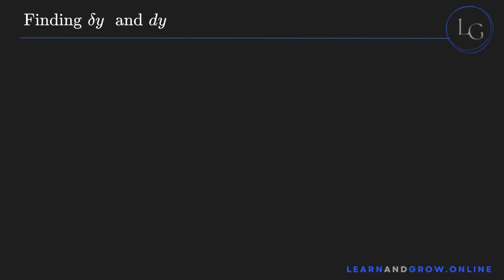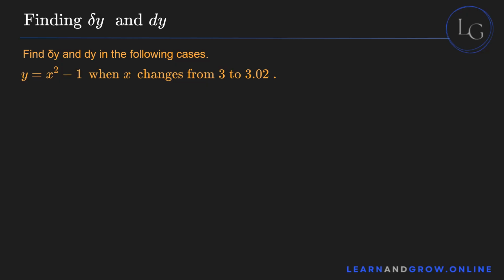Now, let's find delta y and dy. So, the question states that we have to find delta y and dy for the following cases. y is equal to x squared minus 1 when x changes from 3 to 3.02. Now, when x changes from 3 to 3.02, what is the value of delta y and what is the value of dy when y is equal to x squared minus 1? I have to be very clear about this question.